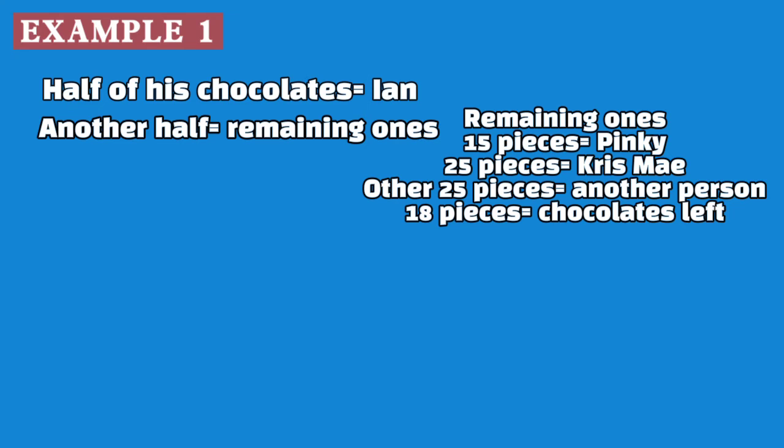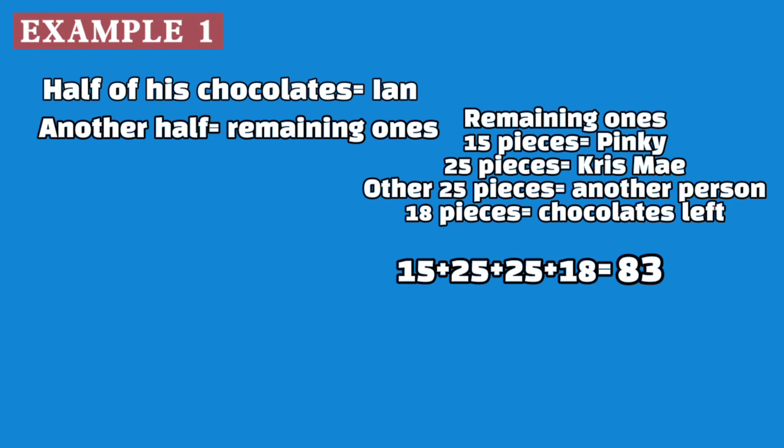So, we can guess that the other 25 pieces was already given to a certain person and has 18 chocolates left. By guessing the other half of the chocolates, we just simply add the pieces of the remaining ones, which are 15, 25, 25, and 18. And it is equal to 83. So we can say that 83 pieces of chocolate was given to Ian.